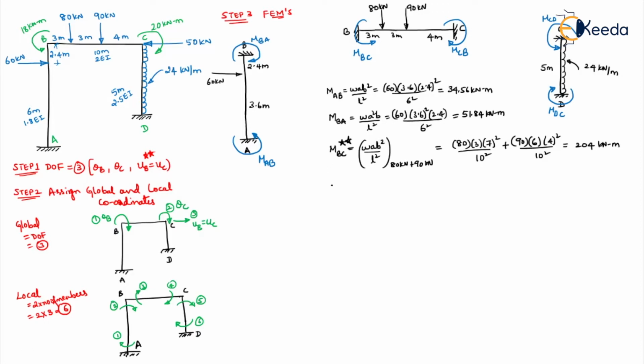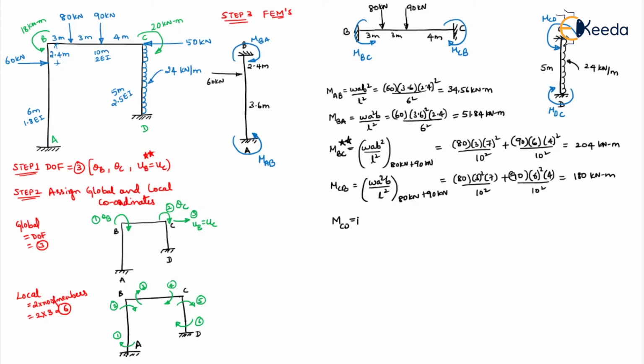Now similar to this you have to do your MCB. Again WA square B by L square here, both for 80 kilonewton load plus your 90 kilonewton load. So what will happen to this? 80 into 3 square into 7 by 10 square plus 90 into 6 square into 4 by 10 square. So this will be how much? 180 kilonewton meter. Now moving to the last span, MCD.